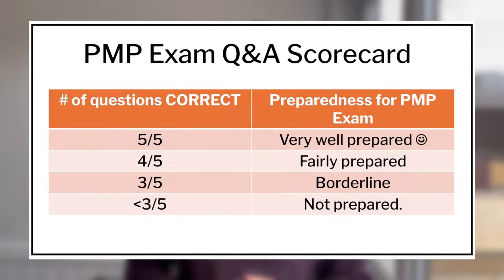And finally, let's move on to question number 5. Remember, the target is to get all the 5 out of the 5 questions correct, okay? However, the minimum expectation is that you will get at least 4 out of the 5 questions correct to consider yourself fairly well prepared for your PMP exam. You can assess your level of preparation according to this scorecard. Here comes question number 5.